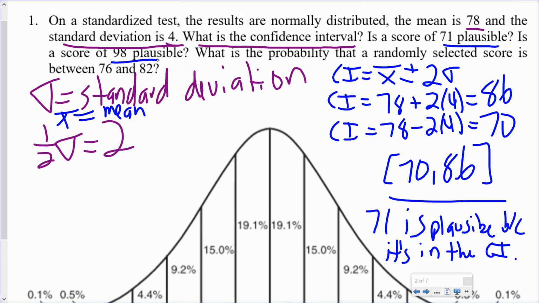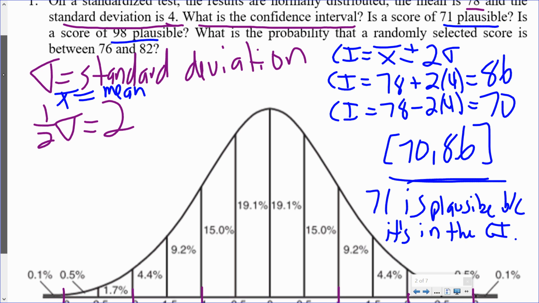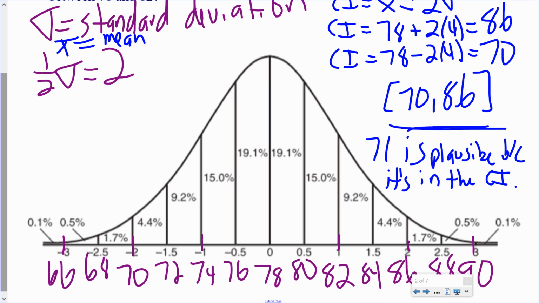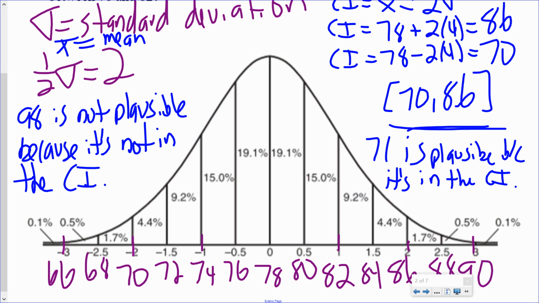Is a score of 98 plausible? Well, is 98 between 70 and 86? No. So I would say that 98 is not plausible because it's not in the confidence interval. So either yes, it's plausible because it's in between these two values that make up the confidence interval, or it's not because it's not inside.